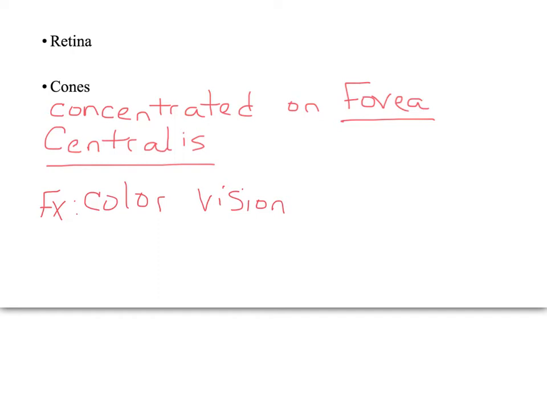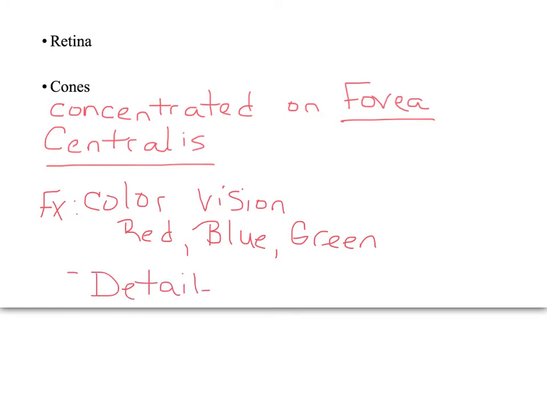So you only have 3 types, and I think I've mentioned this already. You have red, blue, and green. So it's every shade of color that you see is a different combination of those cones being activated. Now, the second function is provides a detailed image. So that's something like looking at the texture of velvet versus something really rough like tree bark, so that you can tell the differences between those.